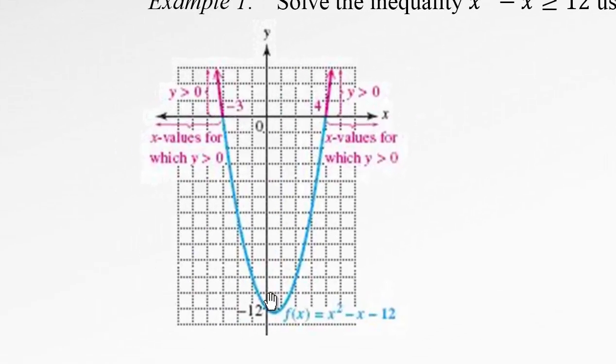So here's the graph of our function. As we see, the graph is above 0 for x values below -3 or above 4. Exactly at -3 or exactly at 4, the function assumes value 0. So those 2 points will also belong to the solution of the inequality.